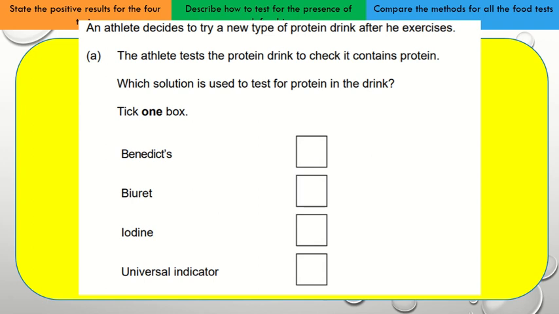So this next part, you can see this is a tick box exam question. An athlete decides to try a new type of protein drink after he exercises. The athlete tests a protein drink to check it actually contains that protein. Which solution is used to test for protein in the drink? What I'd like you to do is just write down which one of these you think it might be. So it's either going to be Benedict's, Biuret, iodine, or universal indicator. Okay, give yourself about 10 seconds, write down the name of the one you think it is.